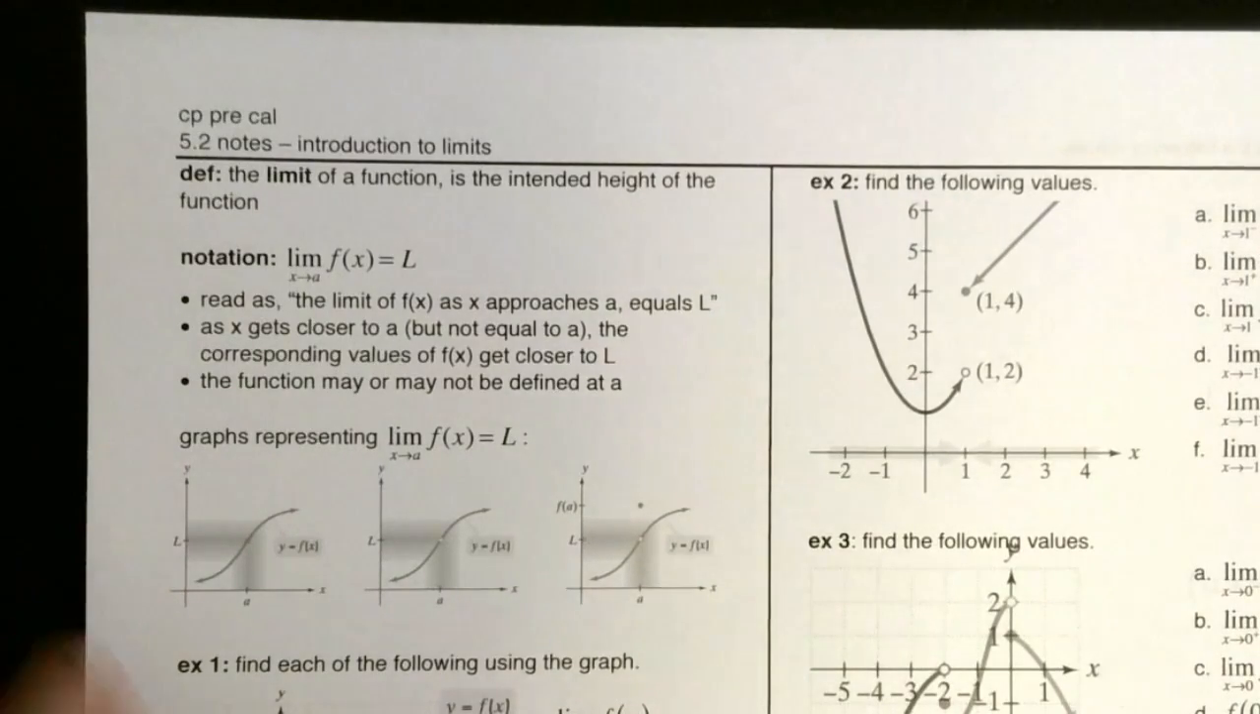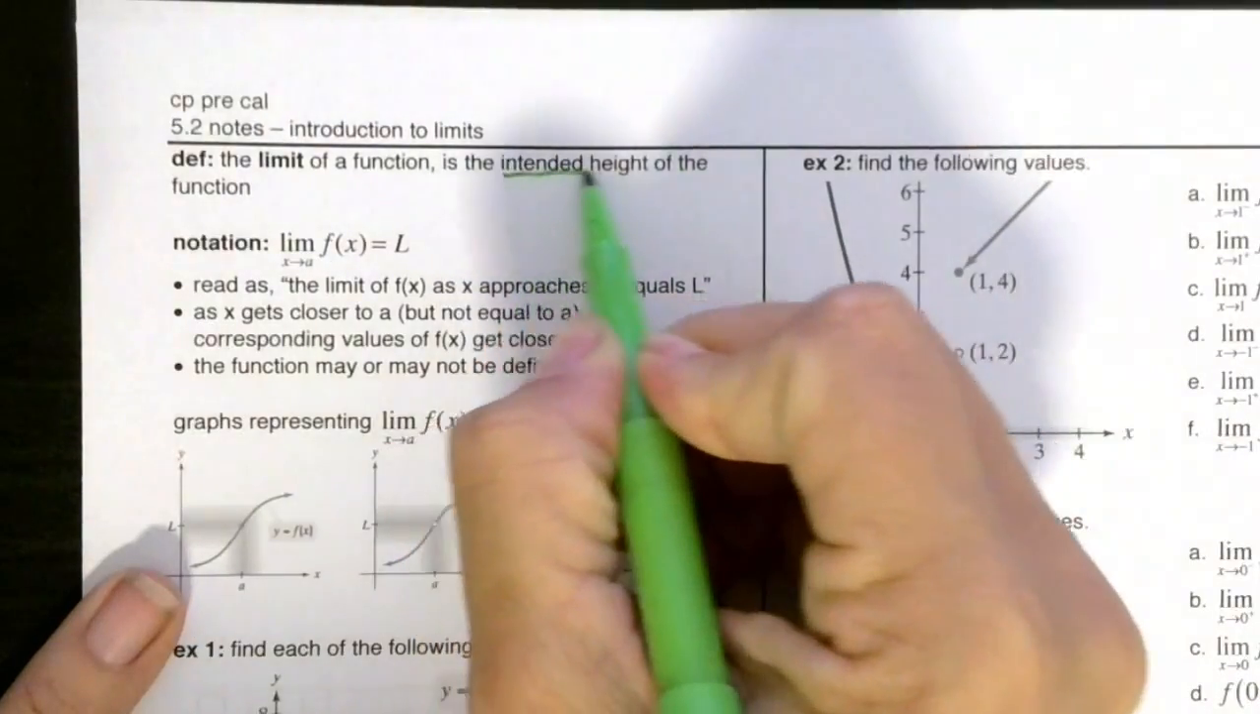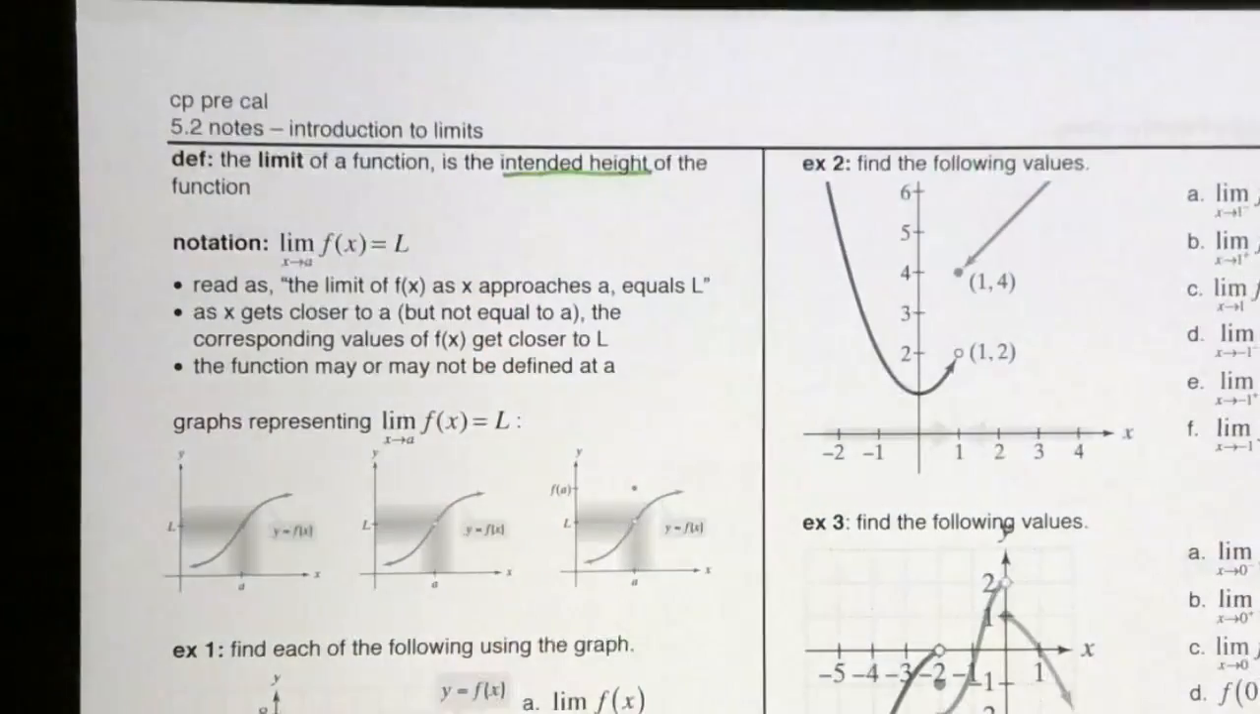So we're going to start with the definition of a limit. The limit is the intended height of the function. So it's where the graph plans to go. It doesn't mean that it's necessarily where it actually goes.